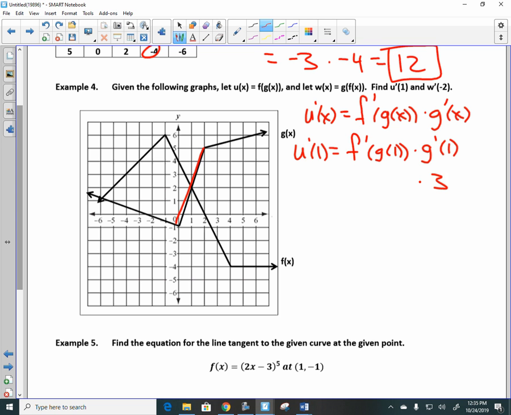What is g of 1? G of 1. 2. Right? So therefore I have f prime of 2. So now I'm looking at the derivative of f at 2. So I'll draw that in blue. What's the derivative of f at 2? Negative 2. So I have negative 2 times 3 is negative 6. You try w prime of negative 2 on your own. Ready, set, go.